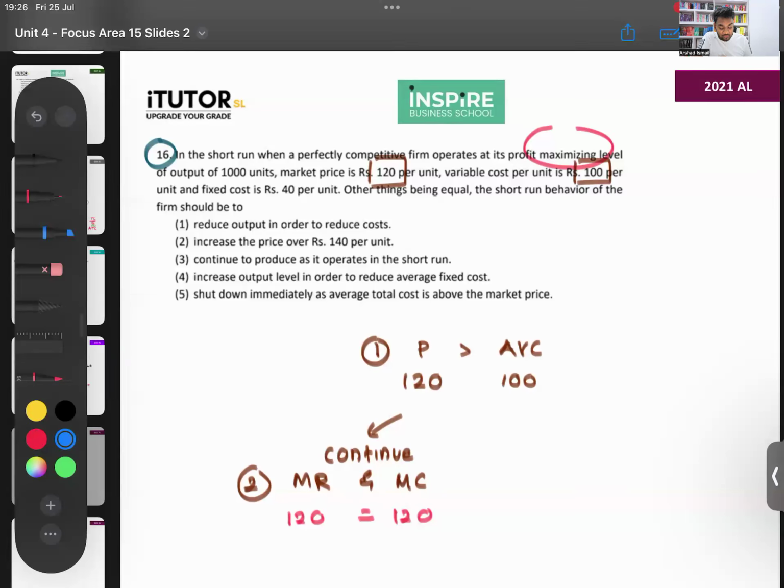It should reduce output in order to reduce cost. Increase the price over 140. You can't increase price in a perfect competition; it's a price taker. Continue to produce as it operates in the short run. Increase output in order to reduce the average fixed cost. If you're at the profit maximizing level, you won't increase output. So 4 is cut. Shut down immediately? You don't have to, because your price is more than AVC.